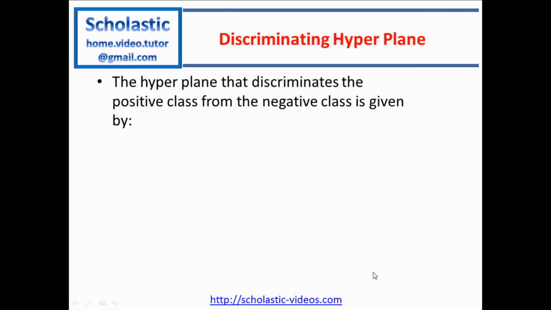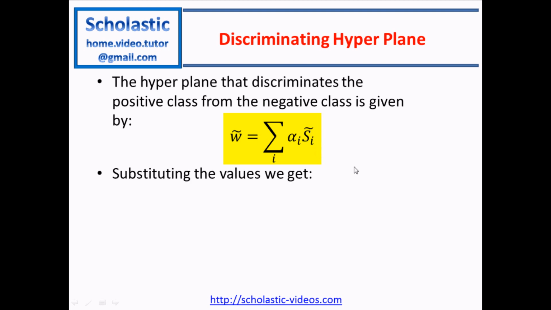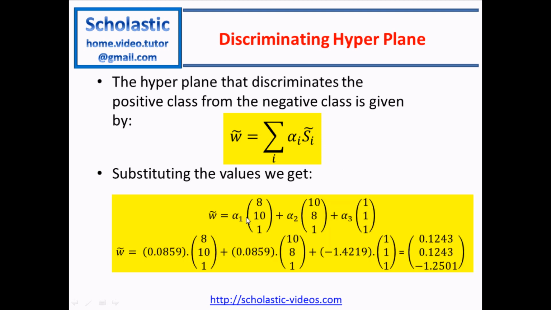So now our task is to find the discriminating hyperplane. The hyperplane that discriminates the positive class from the negative class is given by this equation. W, the equation of the hyperplane, is equal to sigma of alpha i times S i hat. So these are the alphas, these are the support vectors. We can substitute the values to find the equation of the hyperplane: alpha 1 times S1 tilde plus alpha 2 times S2 tilde, because there's a bias here, plus alpha 3 times S3 tilde.